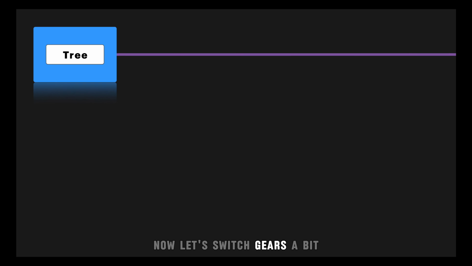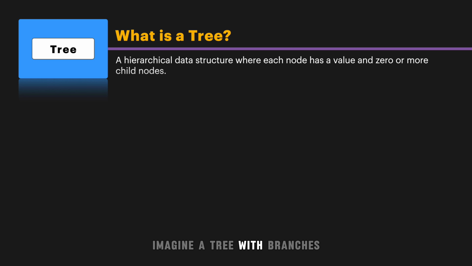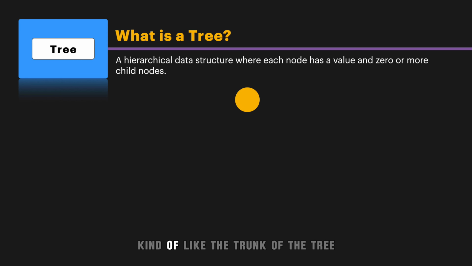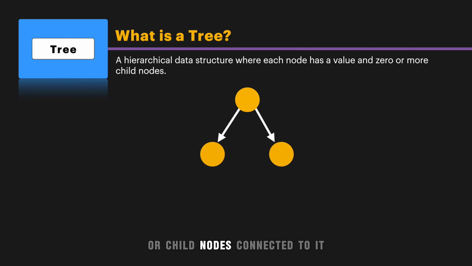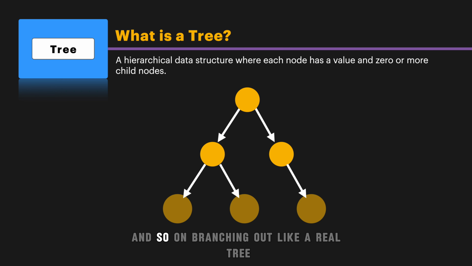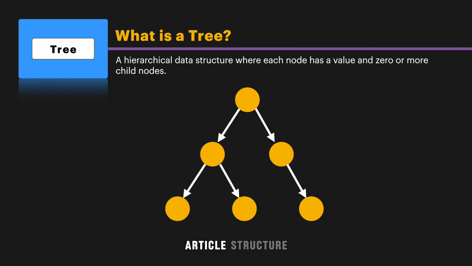Now, let's switch gears a bit and talk about nonlinear data structures. Instead of a straight line like a queue, imagine a tree with branches. That's what a tree data structure is like. It starts with a single node at the top, kind of like the trunk of the tree. This node can have branches, or child nodes, connected to it. Each child node can then have its own children, and so on, branching out like a real tree. Each node holds some data, and the connections between them create a hierarchical structure.